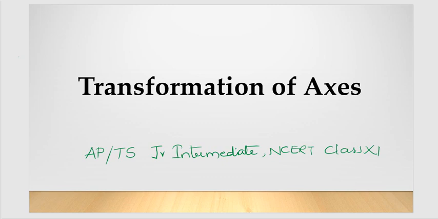In this video I am going to discuss transformation of axis. This is one of the chapters in APTS of Junior Intermediate and NCERT class 11. CBSE class 11 also has this particular topic, right? So, transformation of axis. What is meant by transformation? Transformation means nothing but changing from one form to the other form, right? Here, we are transforming the axis.